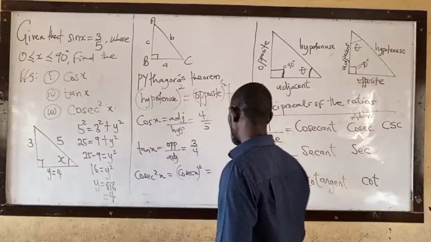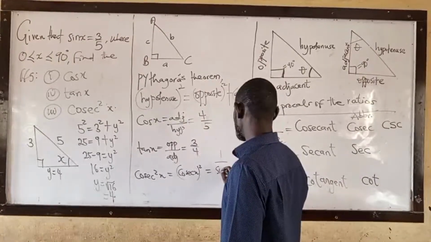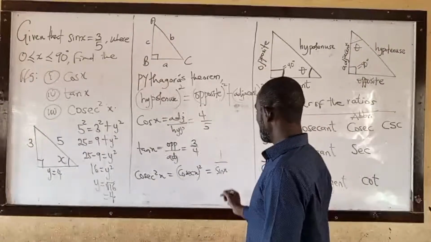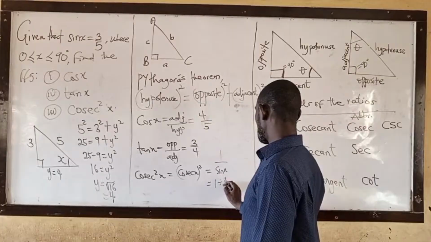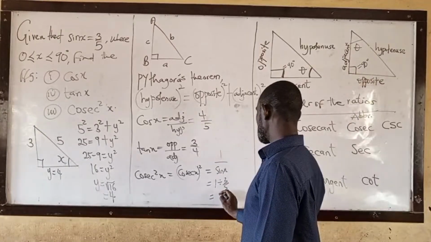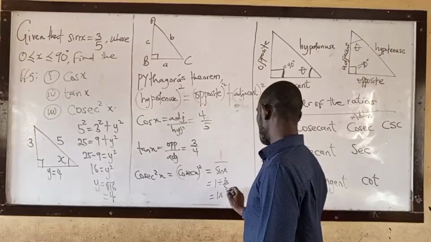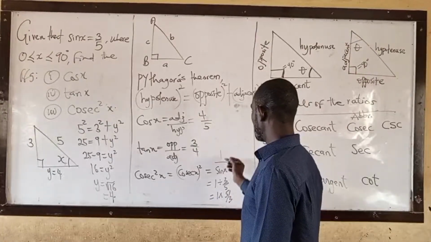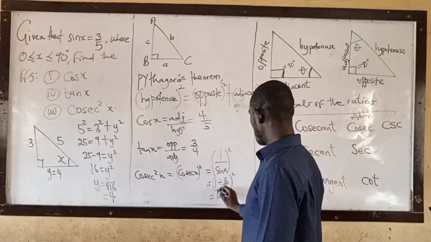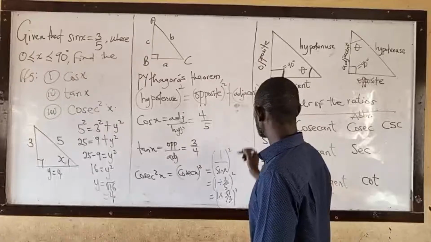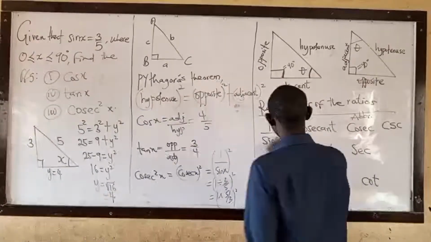So cosec x will now be 1 over sine x, isn't it? The inverse. And this gives us 1 divided by 3 over 5, and that will now be 1 times 5 over 3, which is 5 over 3. Don't forget, this is squared. So now we are having 5 over 3, all squared.